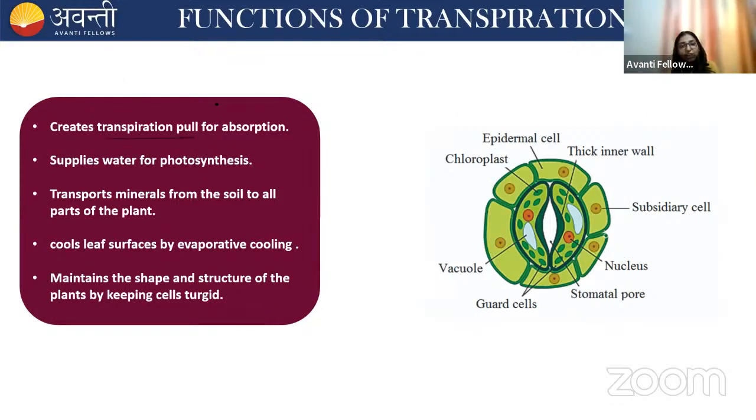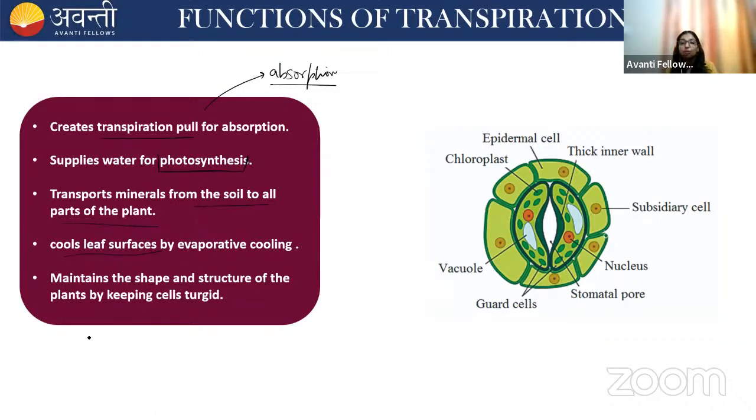First, it creates a transpiration pull for absorption. Because if the transpiration pull is created, then more water can be absorbed through the roots, and this water can move to tall heights. They can cover a very long distance in tall plants. Supply of water, yes, for photosynthesis. Water is very important for photosynthesis, right? Transport of minerals from soil to all parts of the plant also takes place through transpiration.